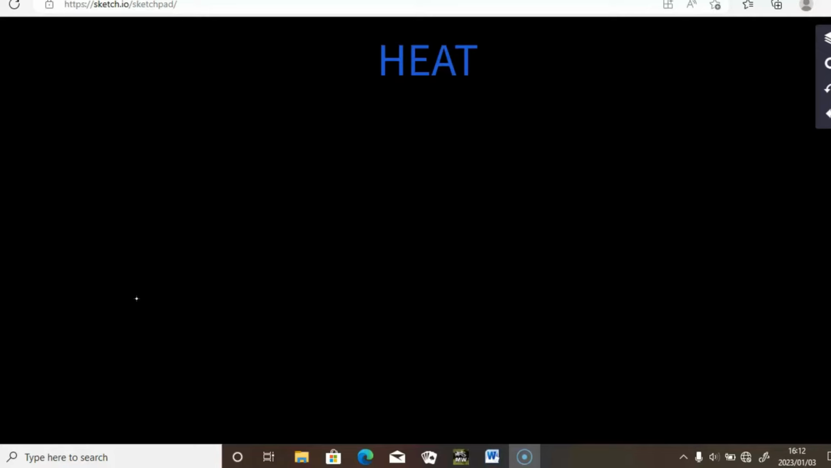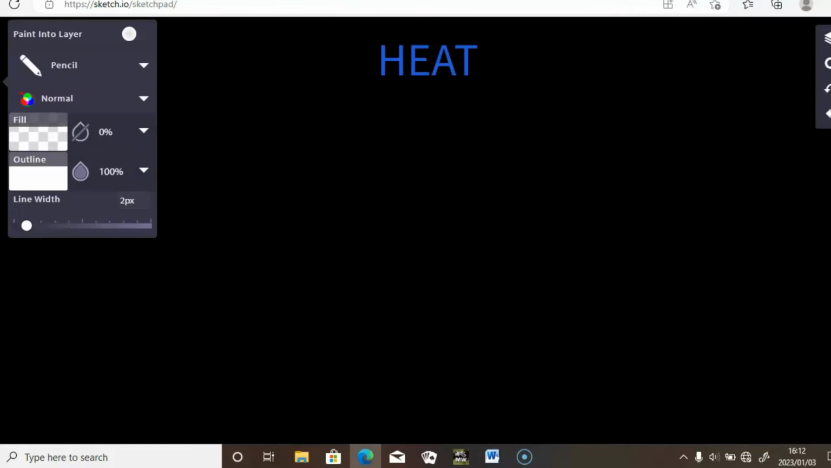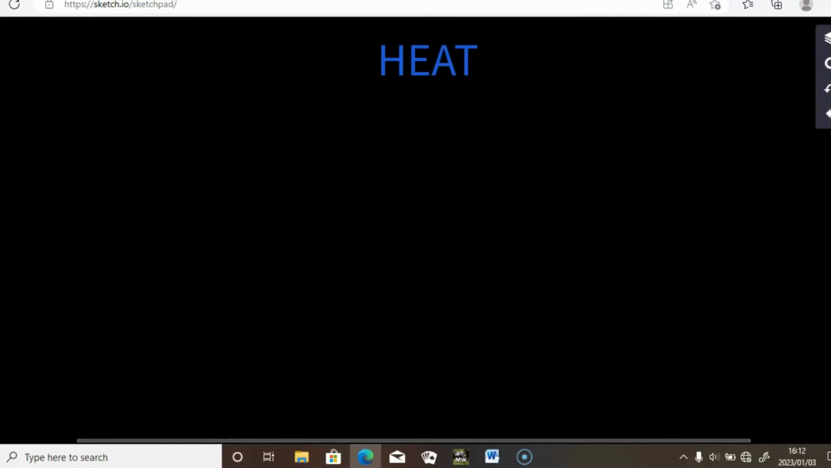We are still doing Heat Engineering Science N3, and today we will be looking at steam generation. So before we start looking at how steam is generated, I want us to first look at boiling point.